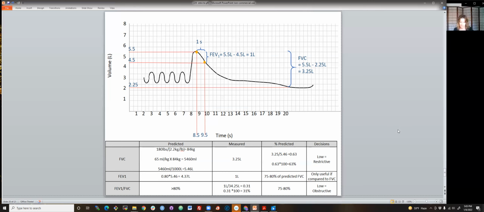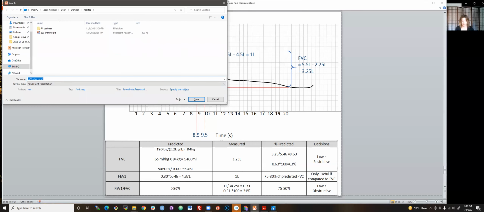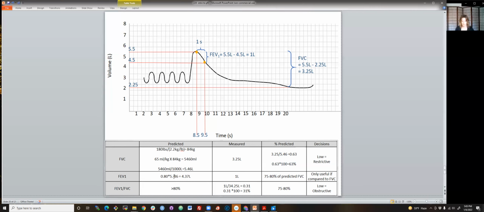Now, obviously that's less than what we expected, but we're not going to use that because we have to relate it to the actual FVC. And we're doing that by looking at the FEV1 to FVC. So we expect it to be greater than 80%. And we can put 75% here too, 75 to 80%. So when we do the math, we want to take 1 liter, which is what we measured as the FEV1. Oh, excuse me, there's a typo here. And 3.25 liters, which is what we measured here.